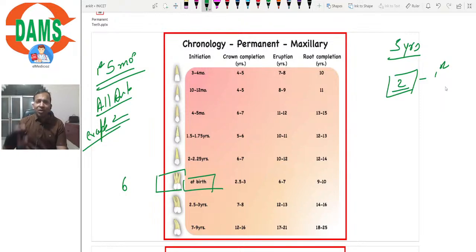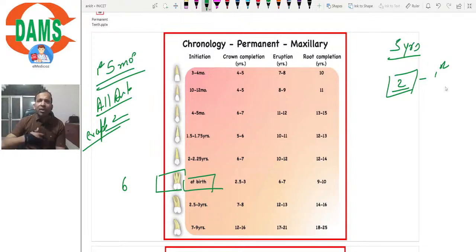If you remember, fine; if not, that's also fine. No one is going to ask you specific numbers because I don't think these numbers are easy to remember, okay? So nowadays they don't ask much, okay? So which teeth will initiate in the second year of life? That is 1 to 2, right? 1.5 to 1.75, or maybe 1.75 to 2, something like that could be. So which teeth will be initiated in the second year of life?